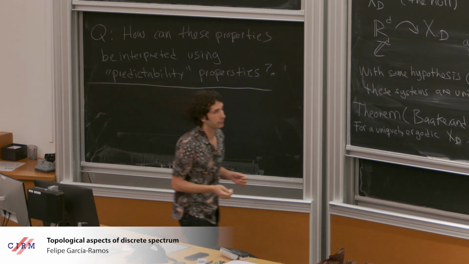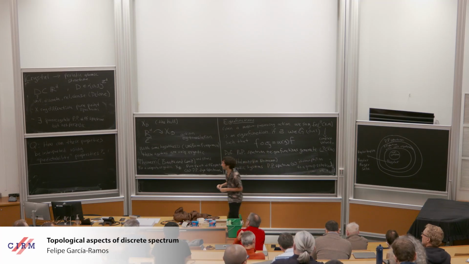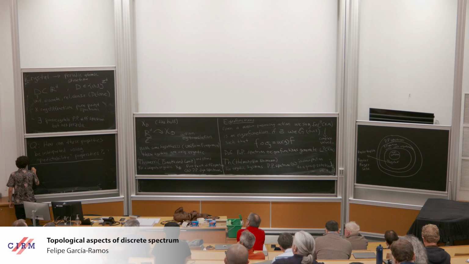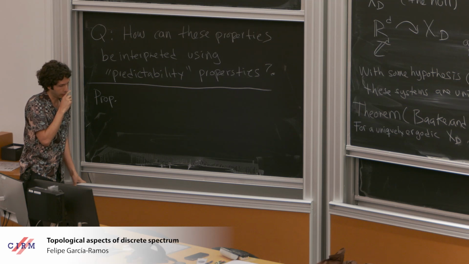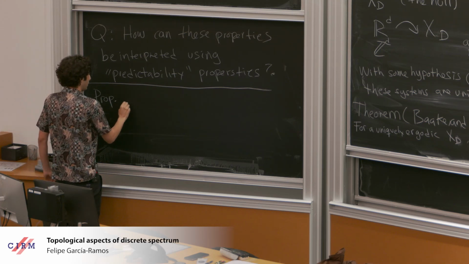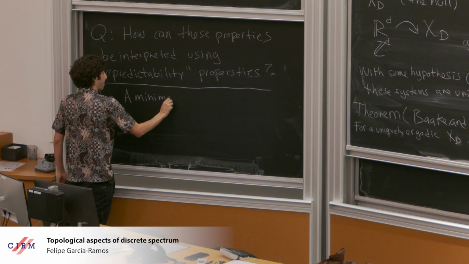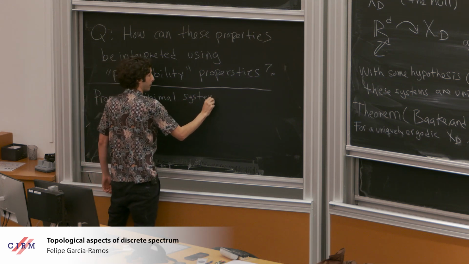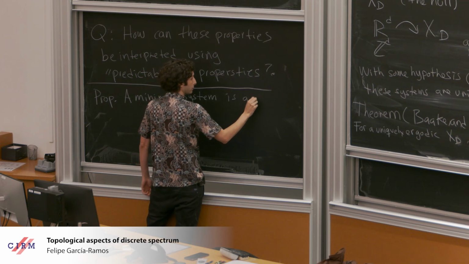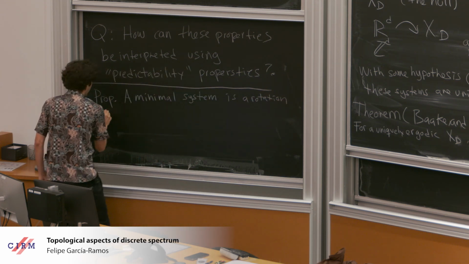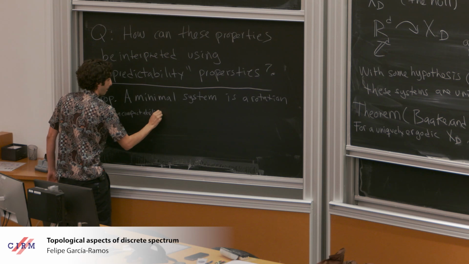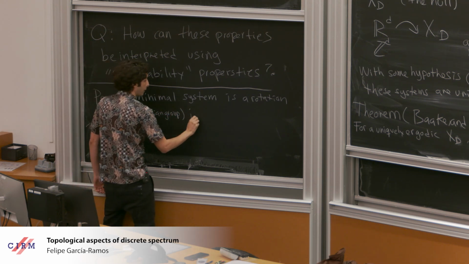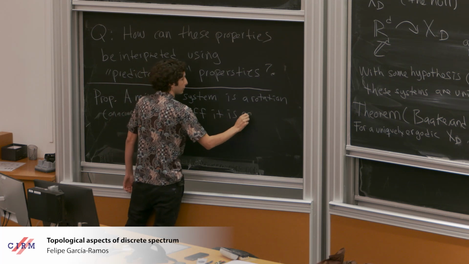Okay, so let's start with the rotations. This result is kind of folklore, not very difficult. But maybe it's in Walter's book. Yeah, I think it's in Walter's book. Maybe it's also in Helmholtz, von Neumann. So a minimal system is a rotation on a compact abelian group if and only if it is equicontinuous.